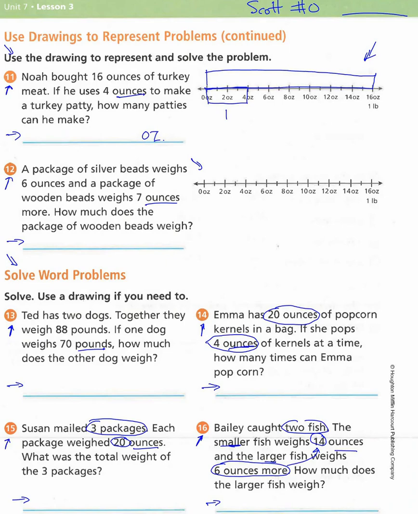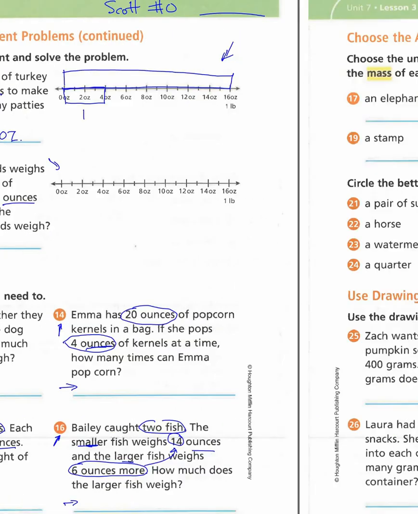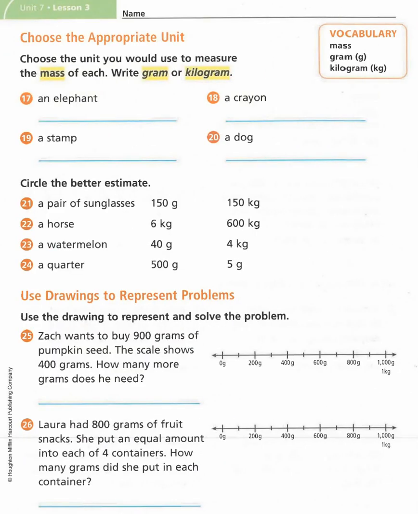All right, so if you're ready to go, let's go on to the next page. And again, it's likely that you are working on this on a different day, so let's write our name and number and the date up there at the top. And then when you're ready, let's go on. Okay, so same directions. Choose the appropriate unit, the unit that you would use to measure.